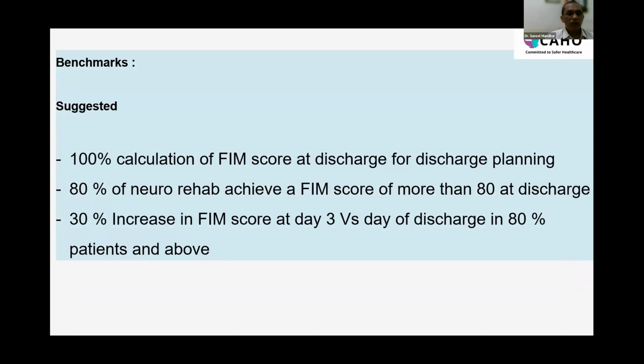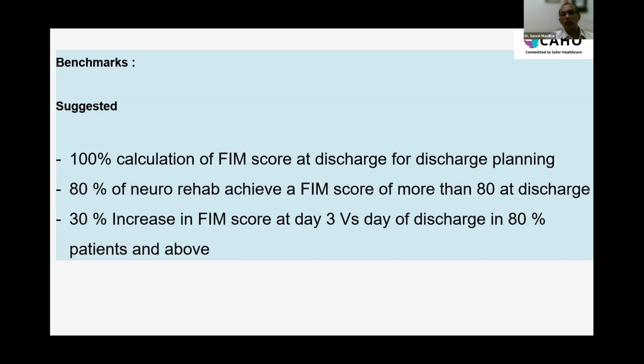I can suggest a few. 100% calculation of FIM score at discharge for discharge planning; your discharge planning should depend on the FIM scoring at 3 days before discharge. 80% of neuro rehab patients achieve a FIM score of more than 80 at discharge, which means they are much more independent. And a 30% increase in FIM score at day 3 versus day of discharge in 80% of patients and above. This is just an arbitrary benchmark which I have given. You can have your own hospital benchmarks and follow them up.